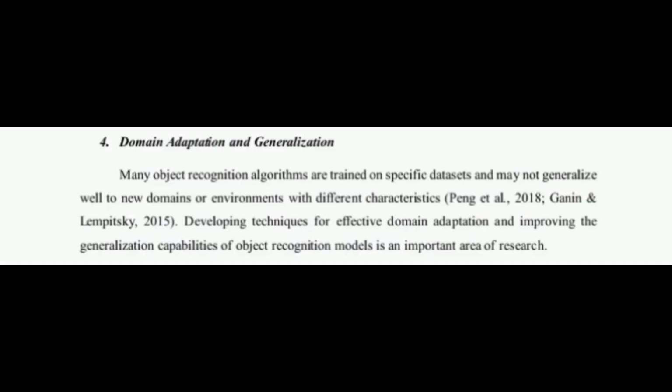Number 4. Domain adaptation and generalization. Many object recognition algorithms are trained on specific datasets and may not generalize well to new domains or environments with different characteristics. Feng et al. 2018, Ganin and Lempitsky 2015. Developing techniques for effective domain adaptation and improving the generalization capabilities of object recognition models is an important area for research.